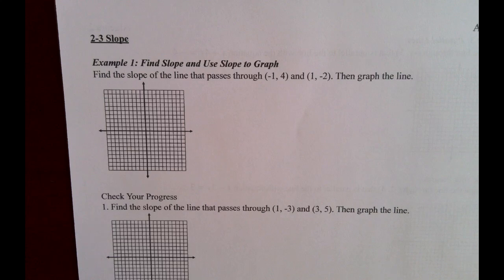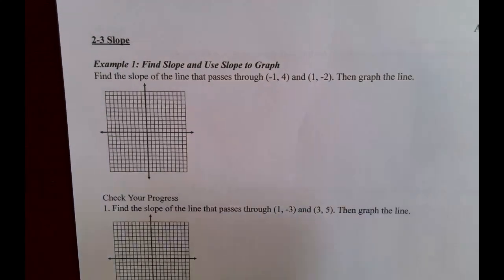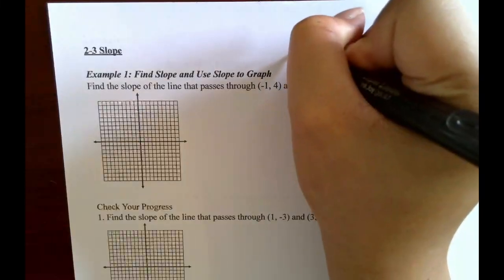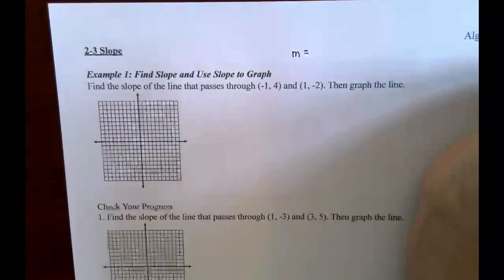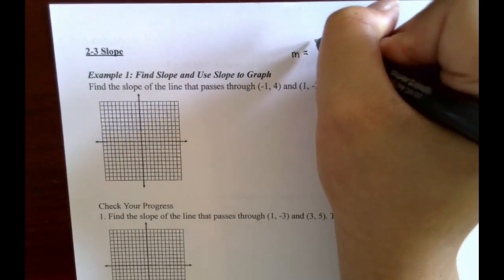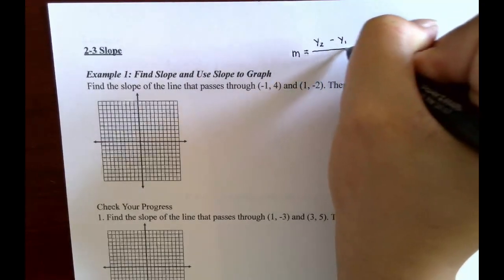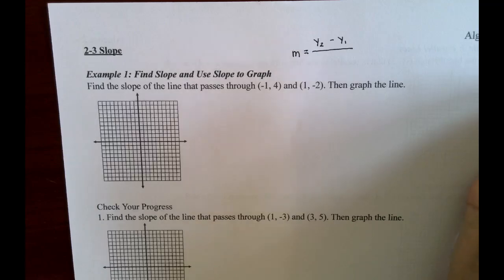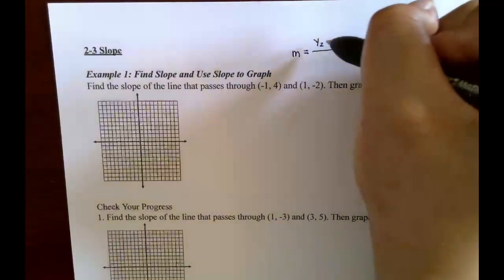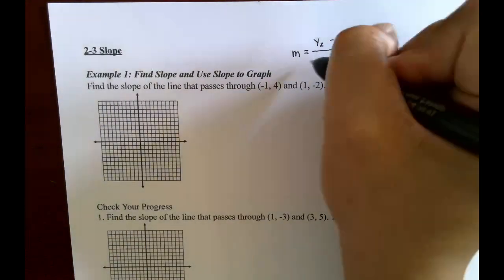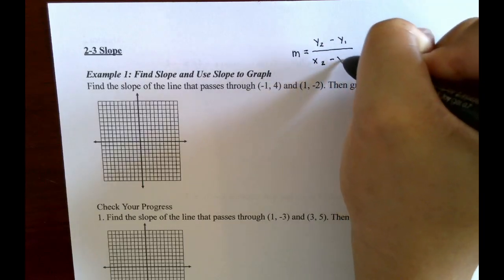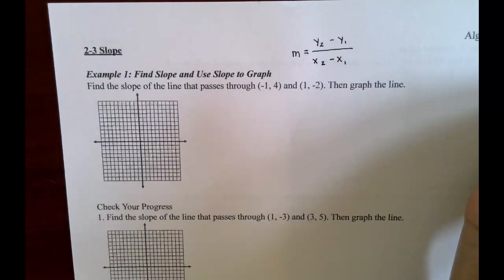So here, it says find the slope of the line that passes through (-1, 4) and (1, -2), and then we're going to graph the line afterwards, okay? So the slope formula, if you look, slope is represented by the letter m. Okay? It's rise over run. And so what we do is rise, in our coordinates, y is in charge of rise, right? y is the up and down. So it's y2 minus y1 over x2 minus x1. Okay? You need to stay consistent.